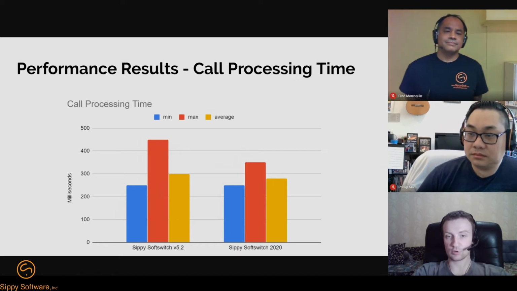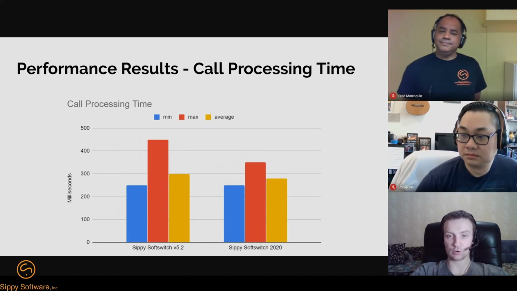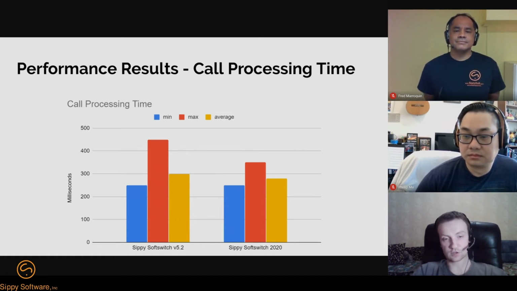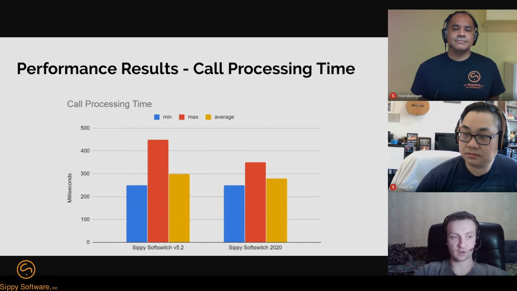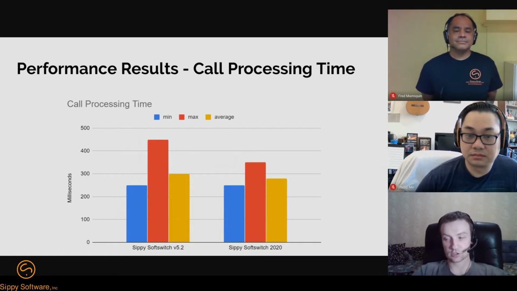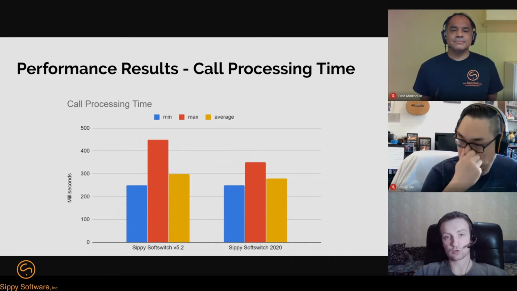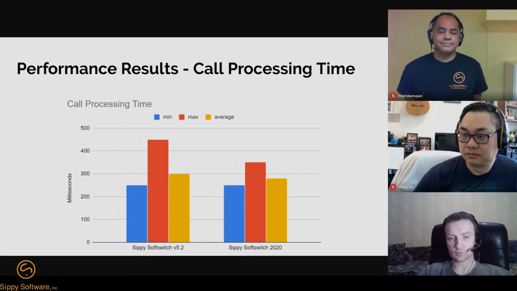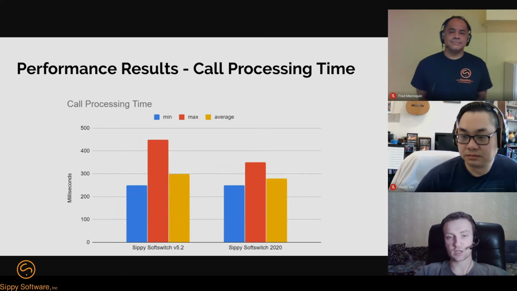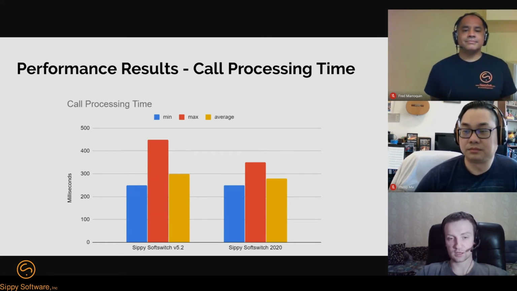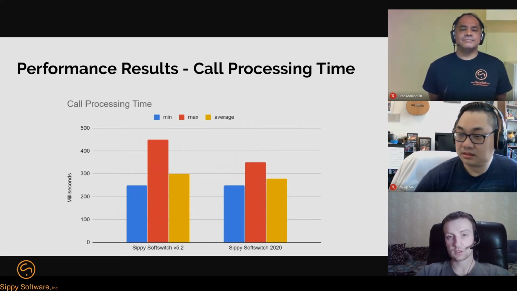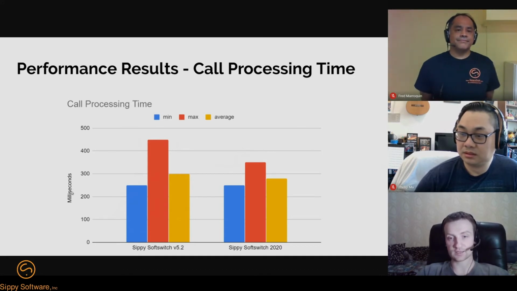And basically the most interesting slide here is call processing time. Keeping in mind that the switch was operating almost at the top of its hardware capacity, like 90% of CPU utilization on both versions, from this slide you can see that max call processing time has decreased. And this basically means that CPT was more stable. There were fewer spikes, fewer gaps that could be observed on high CPS.